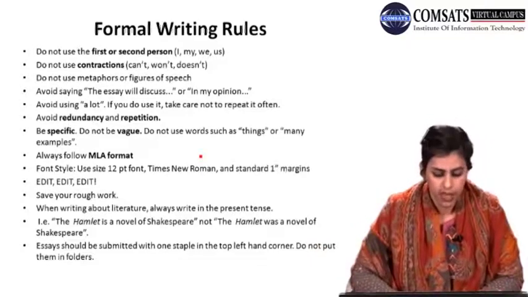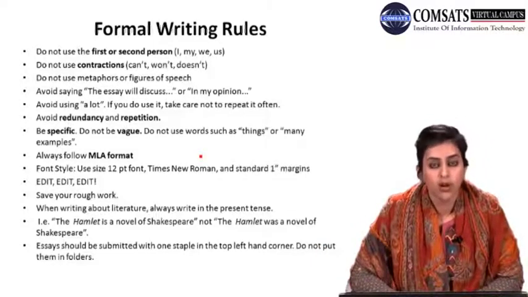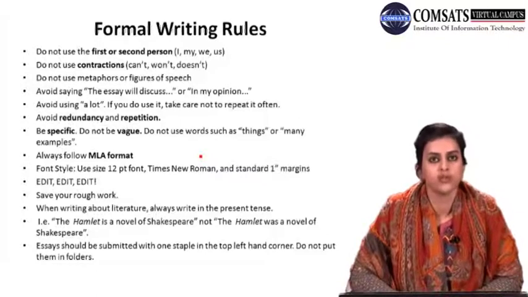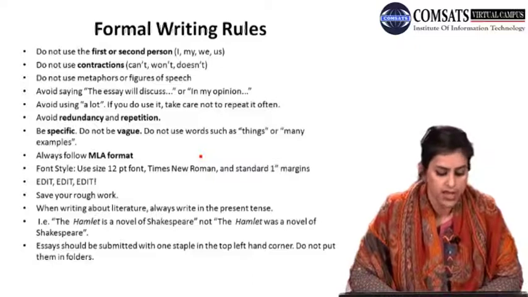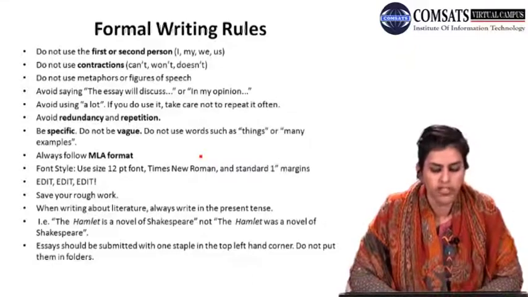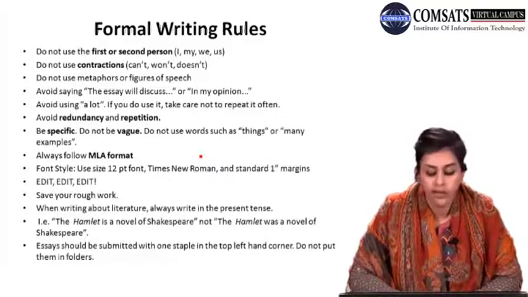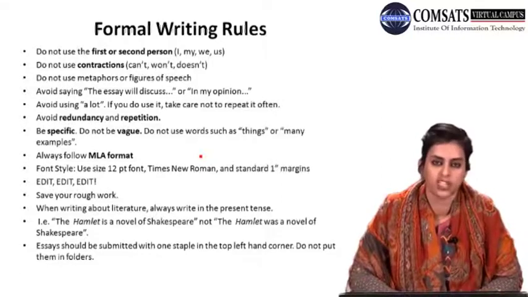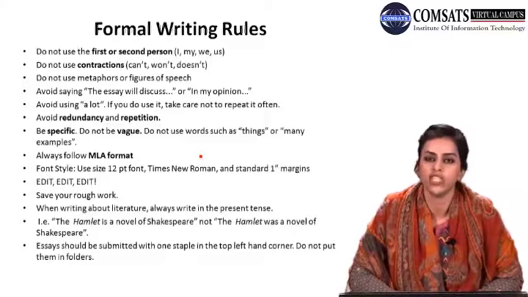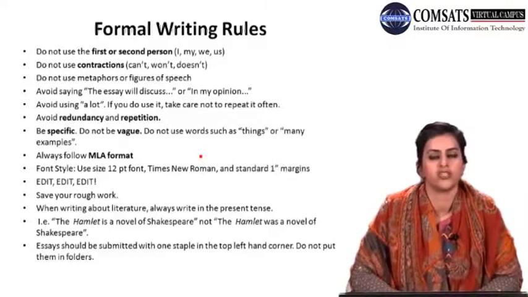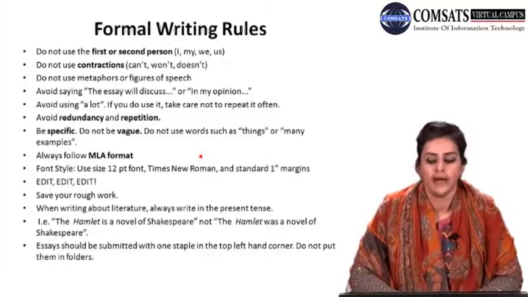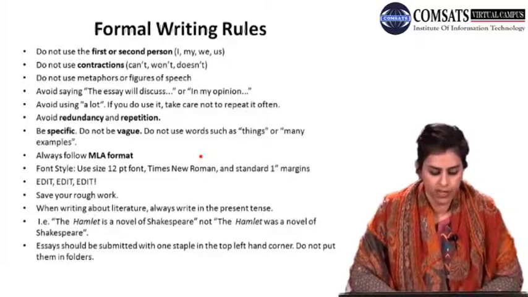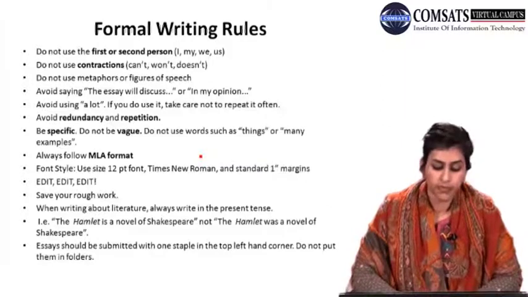When writing about literature, always write in the present tense. So you are supposed to write in the present tense if you are writing about any piece of literature. Hamlet is a novel of Shakespeare is the right way of saying it. You are not going to say that Hamlet was a novel of Shakespeare. It wasn't the novel of Shakespeare, it still is the novel of Shakespeare. So you are going to use the present tense for every piece of literature that you write about.